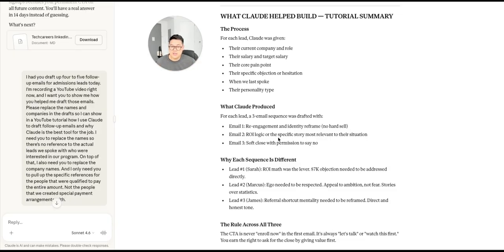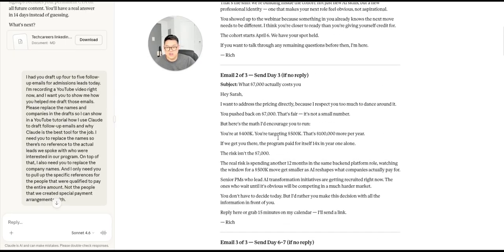But regardless of which, this is a major time saver, and I imagine there's going to be so many other cool things that Claude's going to be able to go and do. So let's go ahead and actually take a look at our lead profiles.